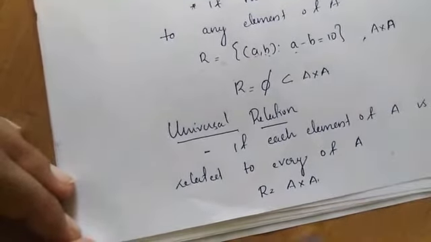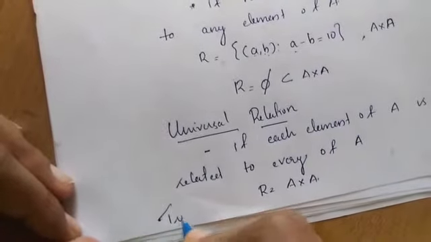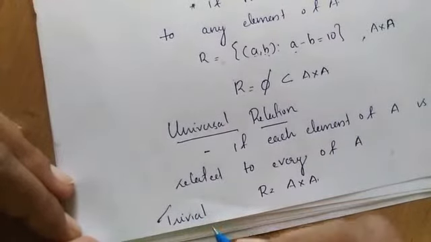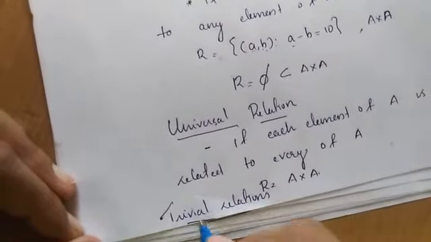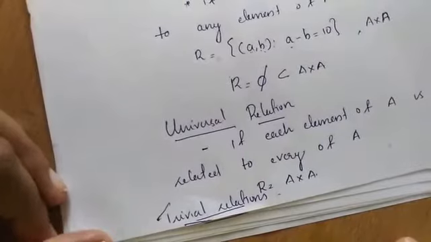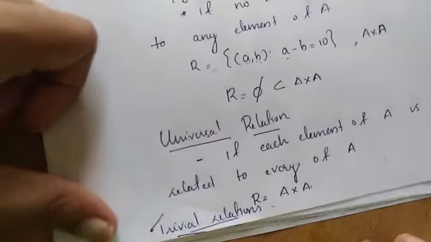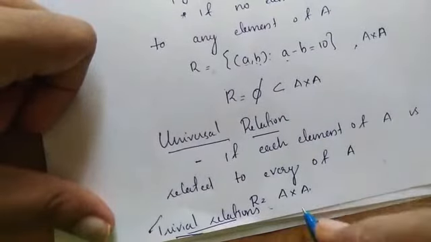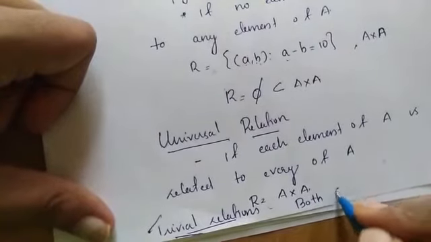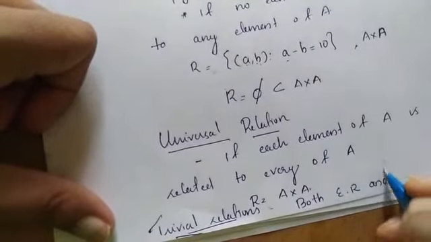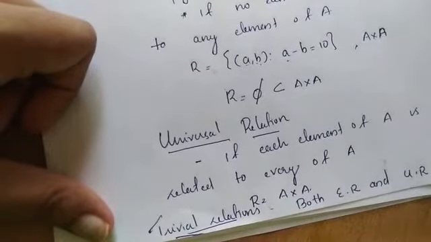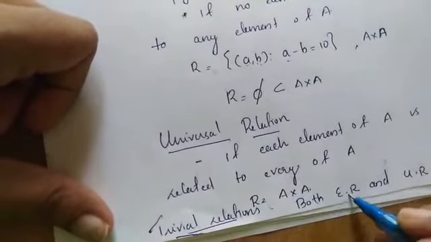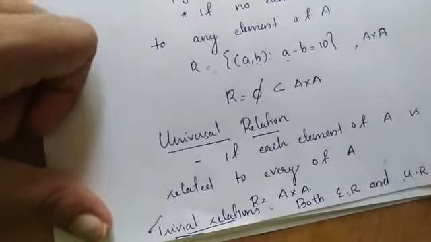Another term is trivial relation. What are trivial relations? Both empty relations and universal relations are sometimes called trivial relations.